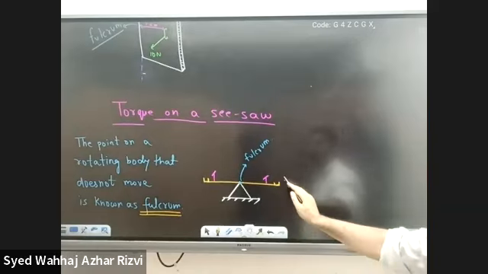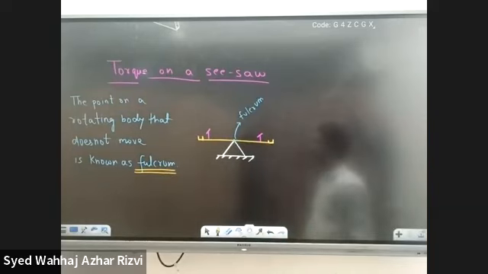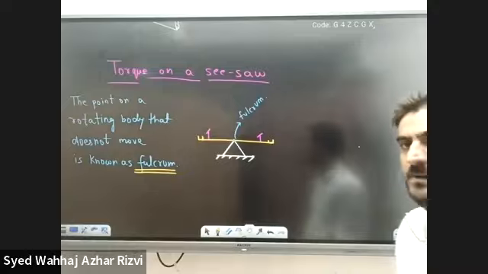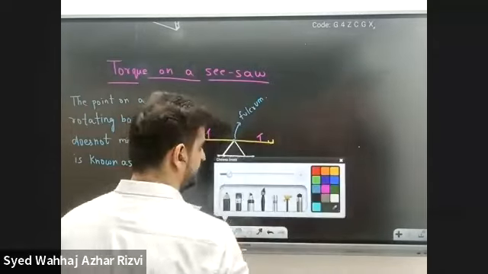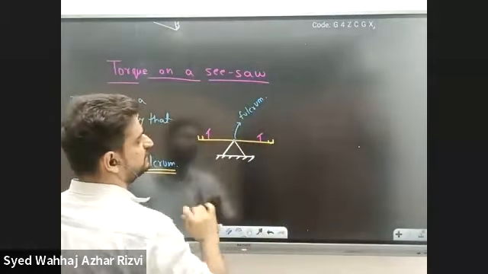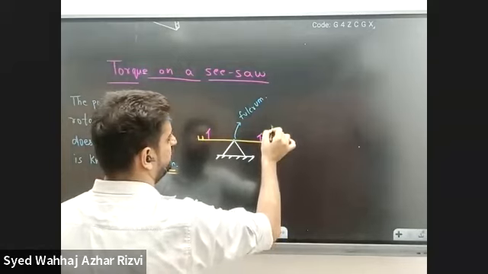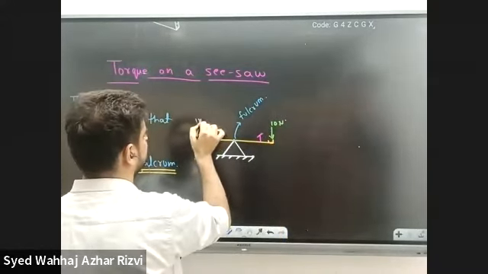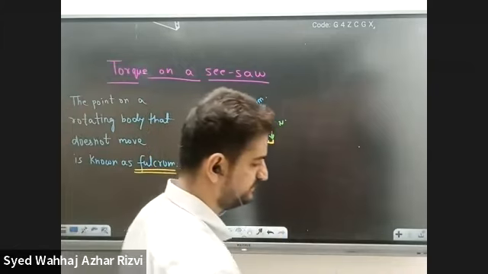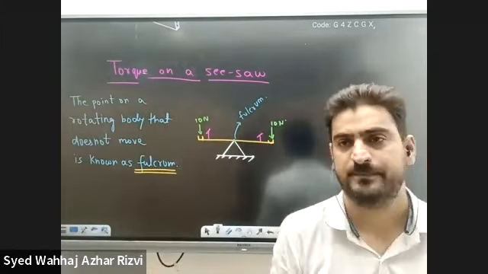Now let's do one thing. Have you written it down? Okay. Now, tell me, if it is just in the middle, and we apply 10 Newton to this side and 10 Newton to this side, what would happen? It would stay the same.